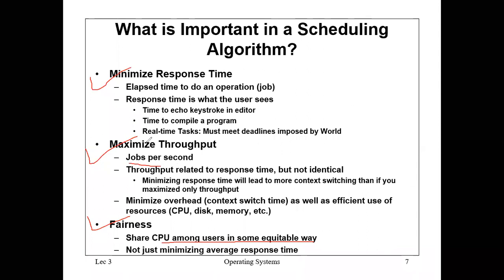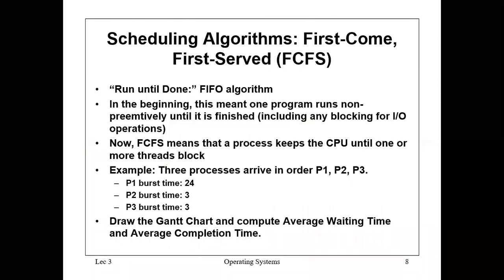So we are trying to minimize response time, which means the computer will respond as soon as possible. We want to maximize throughput, so it will do as many tasks as possible. And finally, fairness: all the users will get an equitable share as they need. These are some important parameters that we are trying to find in our scheduling algorithms. So let's talk about the algorithms now.